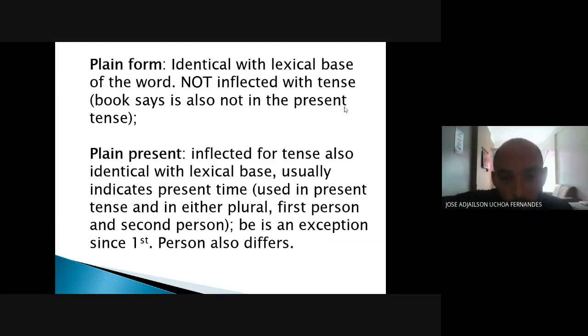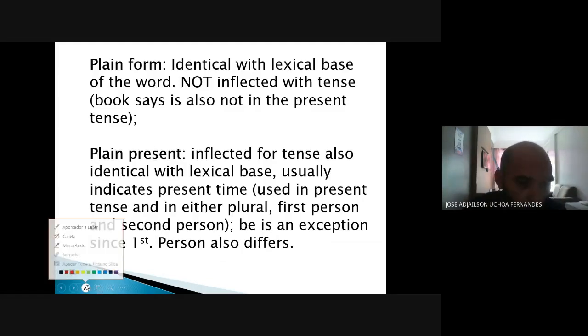Now, when I say after his undergraduate degree, Felipe may study English abroad, this other study of may study is the plain form. It has no tense, at least isolated. It is just the base form of the verb without the to, okay? The plain present, on the other hand, is inflected for tense. And it's also identical with the lexical base. Here lies the problem.